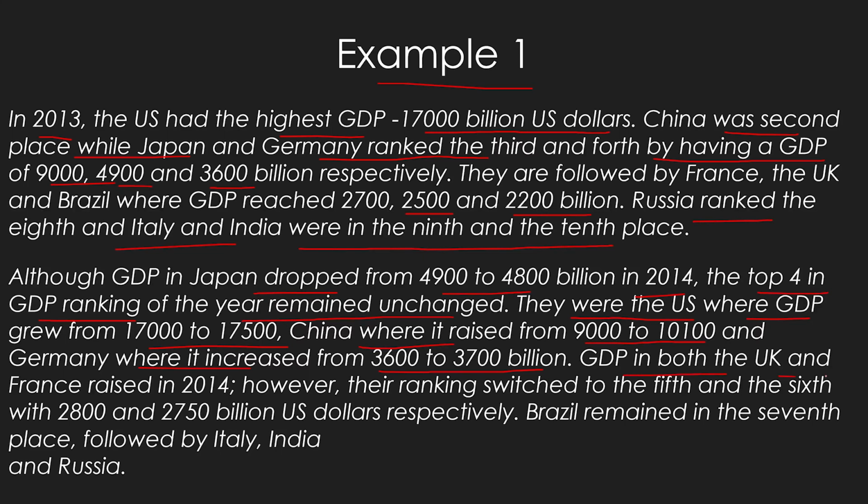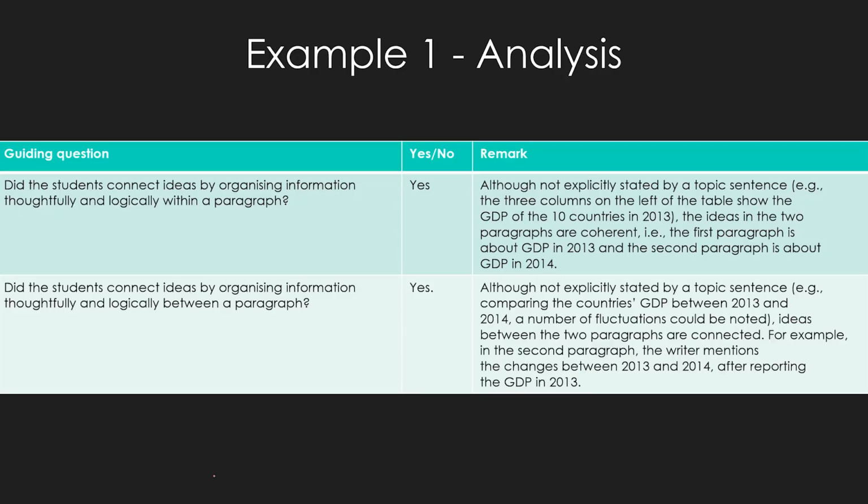GDP in both the UK and France rose in 2014. However, their ranking switched to the 5th and the 6th with 2,800 and 2,750 billion US dollars respectively. Brazil remained in the 7th place, followed by Italy, India, and Russia. Now let's analyze this answer.